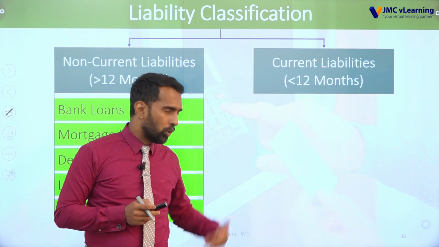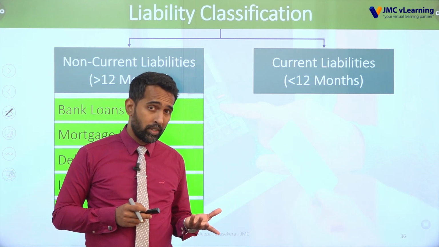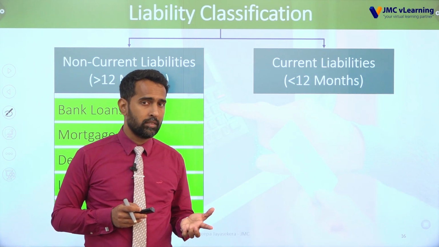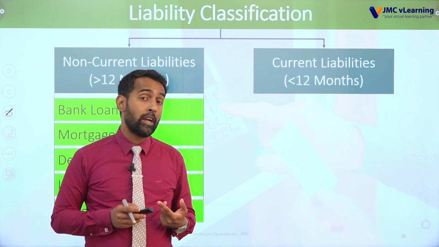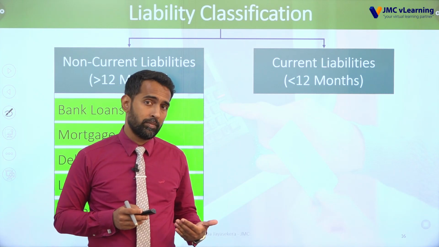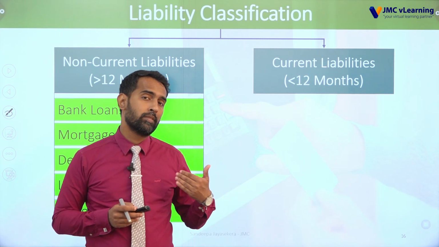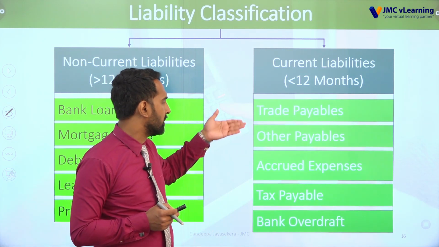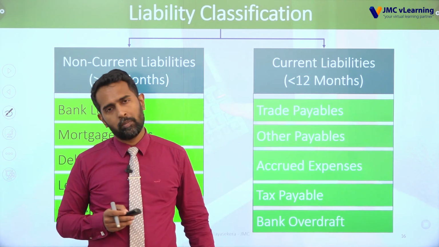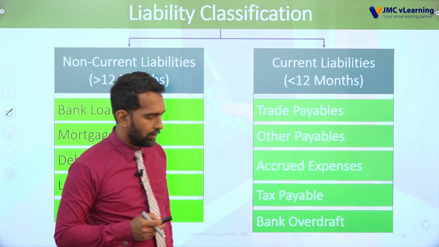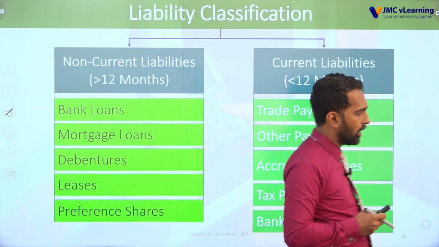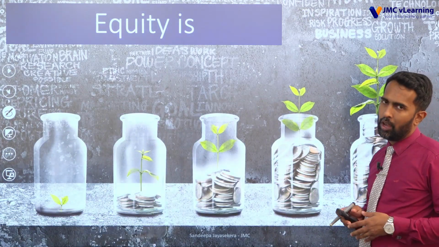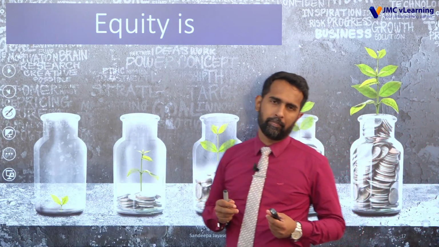Short-term loans, short-term liabilities. Bank overdraft is a short-term. Trade creditors, when you purchase items on credit, it's a short-term one. Then the accrued liabilities, that means the payables: electricity, water, salary, tax payable, like that. Trade payables, other payables, accrued expenses, tax payable, bank overdrafts. These are what we call the current liabilities. Okay.